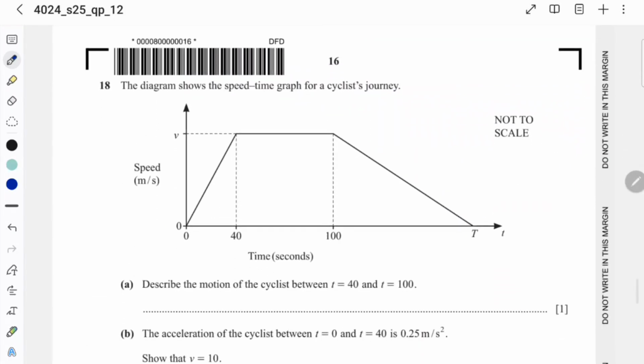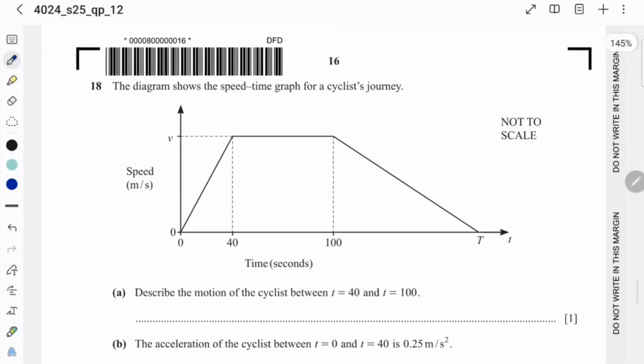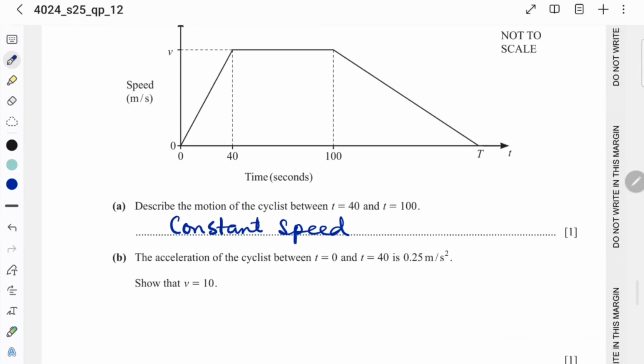Now move to the next question, kinematics. The diagram shows the speed-time graph of a cyclist's journey. Speed is on the y-axis and time is on the x-axis. Describe the motion of the cyclist between t equals 40 and t equals 100. We know it's moving with a constant speed, so simply write down that the motion is constant speed.